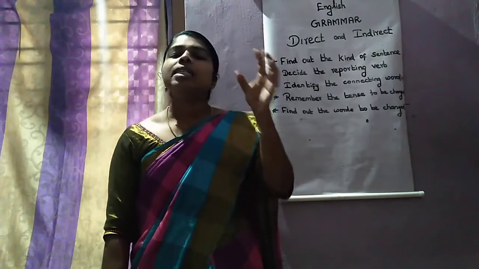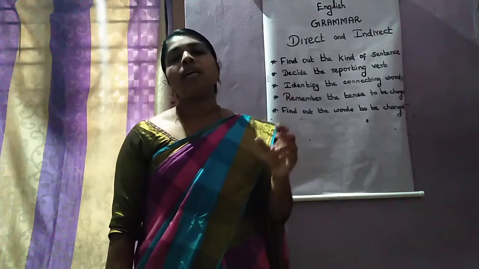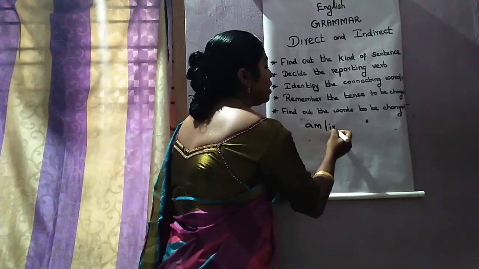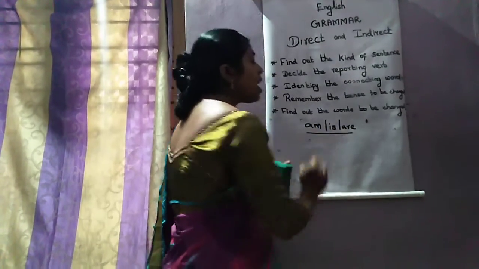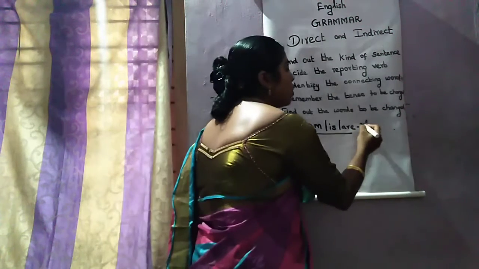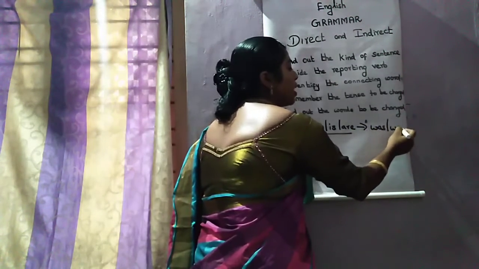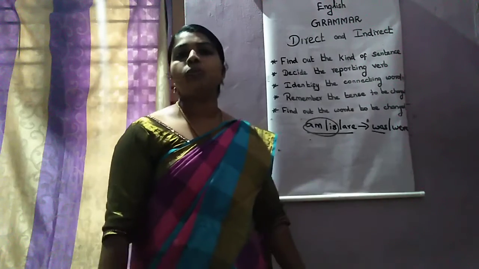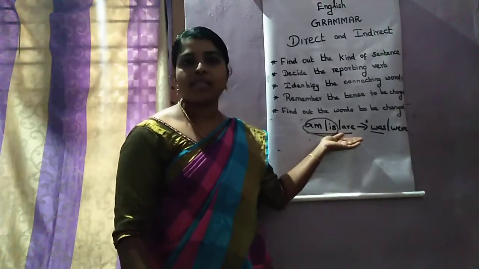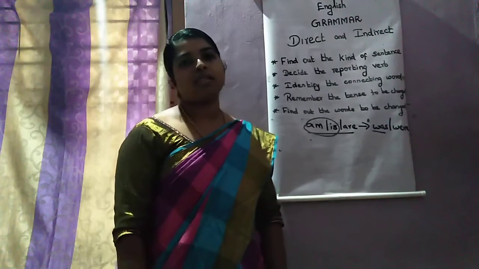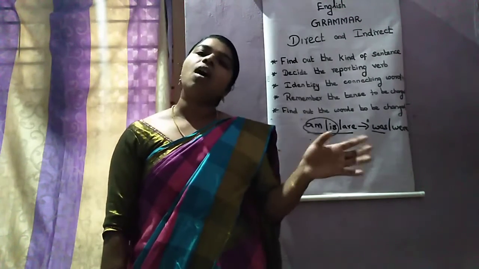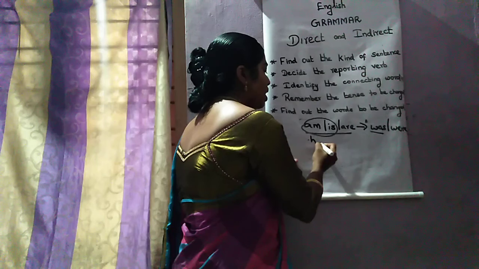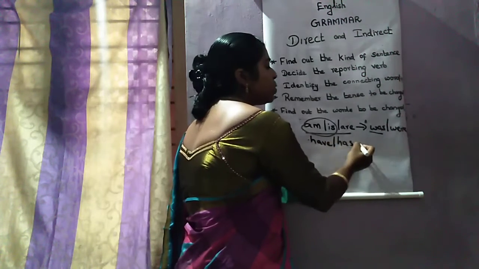For an easy way of keeping it in mind, note it down. See, am, is, are. If you find these words, am, is, are, you have to change them into was or were. Am and is are singular, so there you have to use was. If it is are, it will change into were. So, am, is, are, present tense, changes into past tense. Got it? Am, is, are change into was or were. That is a tense change. Then, have or has will change into had.